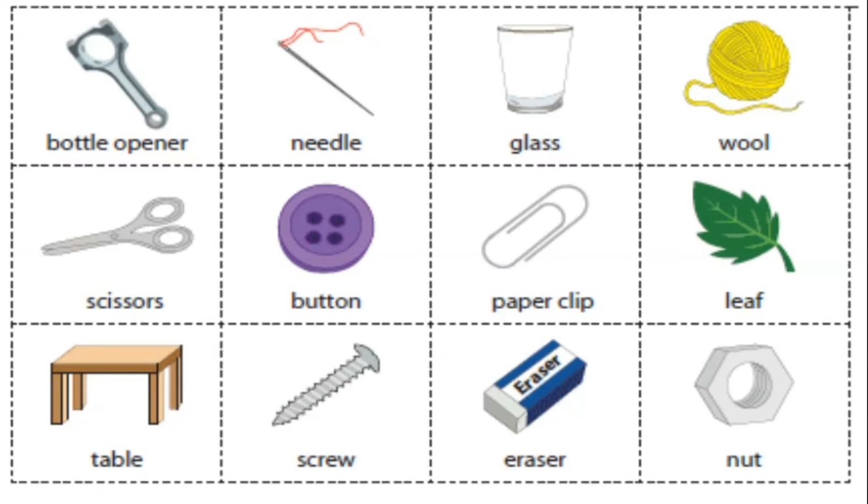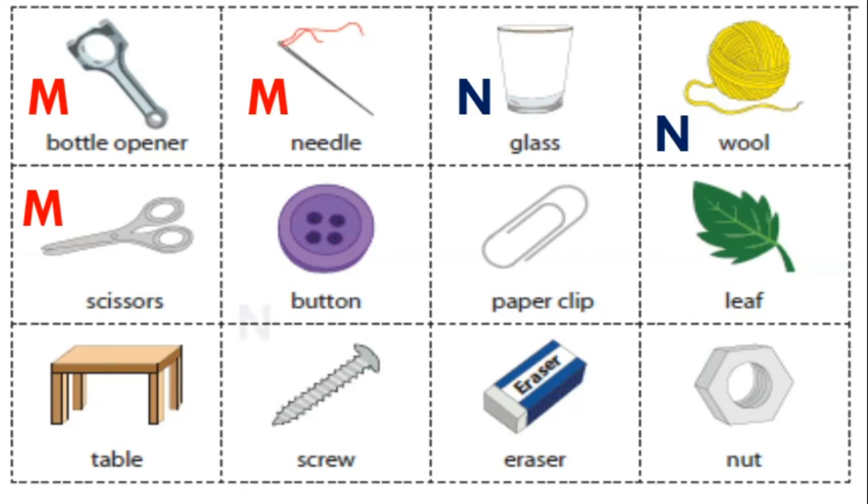Bottle opener is magnetic or non-magnetic? Super! It's M. It's magnetic because it's made of iron. Needle? M. Super, because it's made of iron. Glass? No, it's non-magnetic material. Wall? Okay, it's non-magnetic. Scissors? Oh, it's made of iron, so it's magnetic.